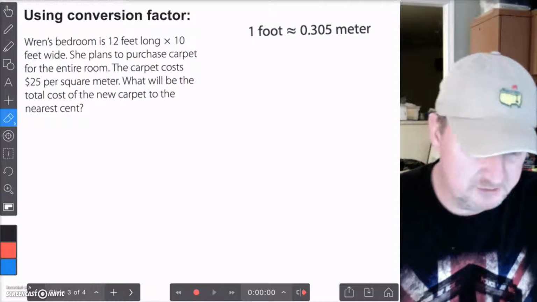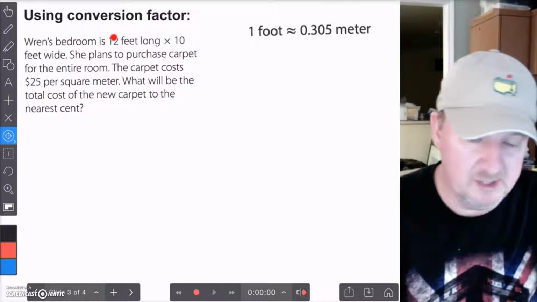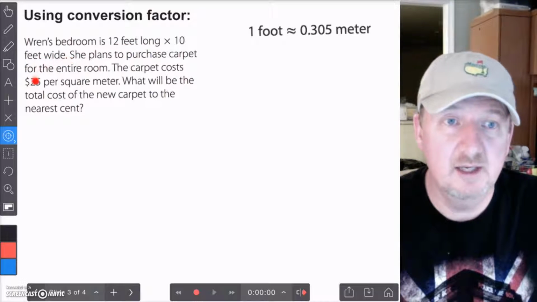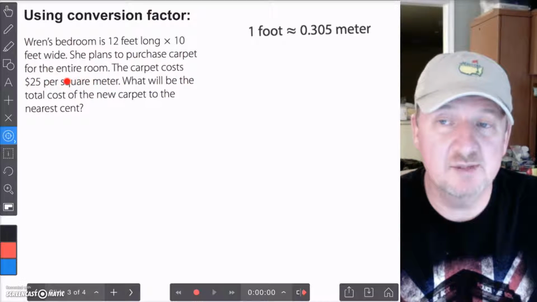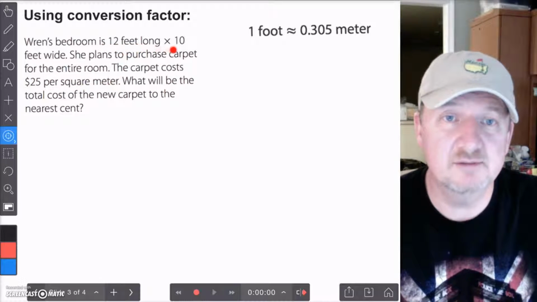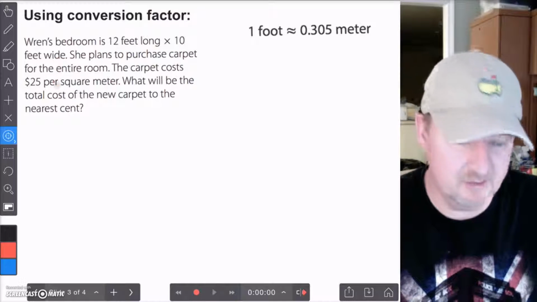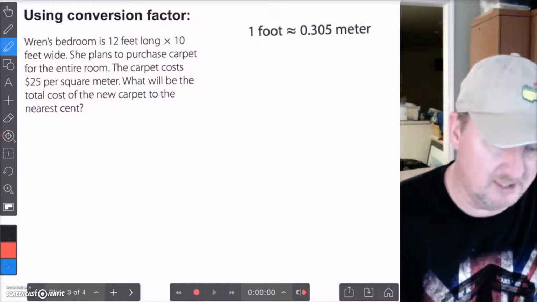But we got two things going on here. The room is measured in feet, 12 feet long by 10 feet wide, but the carpet that she's wanting to buy is being priced by the meter. So we're going to have to convert these two measurements into meters, and then we can use that to figure out how much it costs. So let's start by doing that.